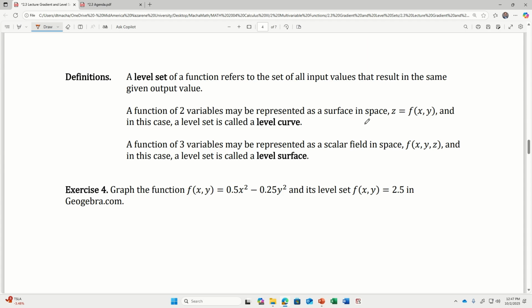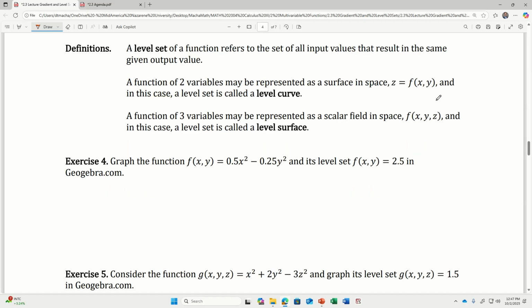A level set, I think we've talked about this before, but a level set of a function refers to the set of all input values that result in the same given output value. Okay? If you've got a function of two variables, you can represent that as a surface in space. And the level set of a surface would be a level curve, right? It's like a horizontal slice through the surface would end up giving you a curve that intersects there.